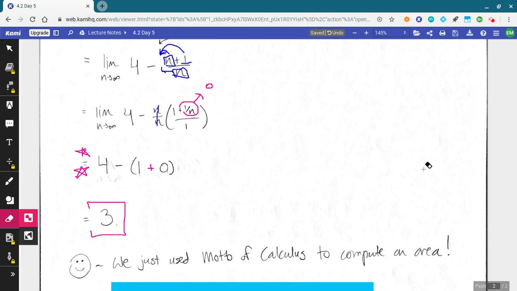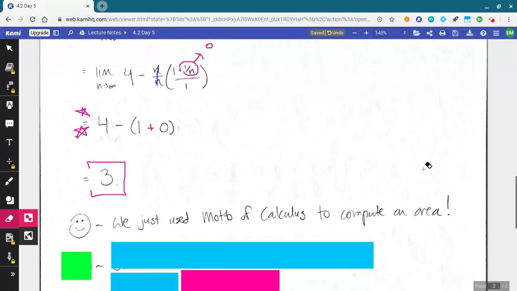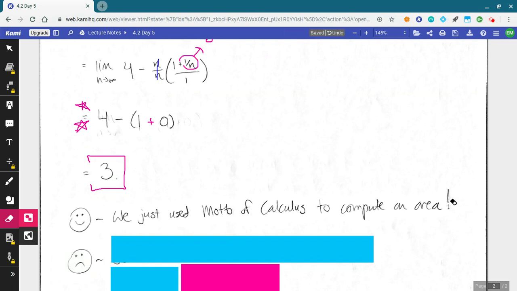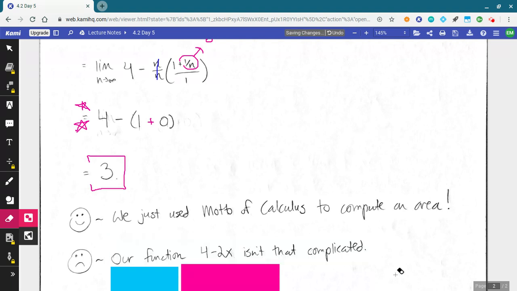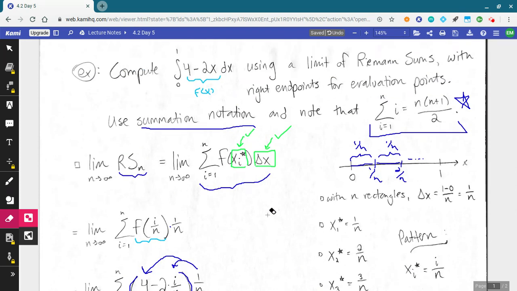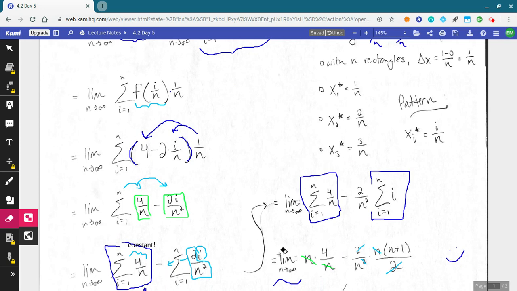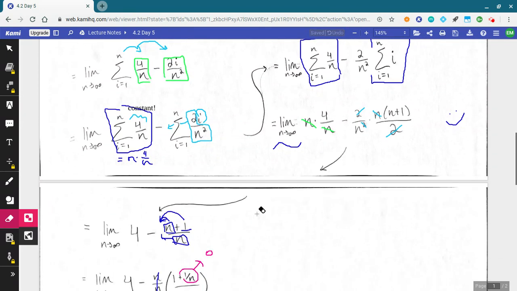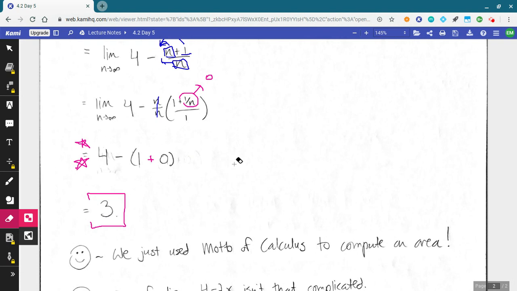That's cool. All right. Something that might make us feel less happy is that, well, if you think back to our function, 4 minus 2x isn't too bad, right? It's not that complicated. And we had to go through all this work to figure out the value of our integral, that net area.